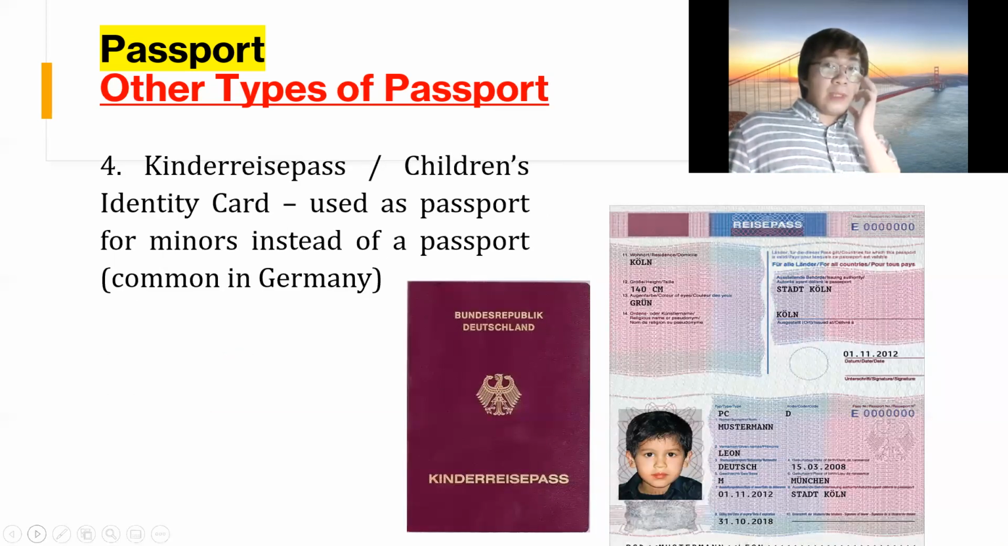Next, this one is uncommon for most countries. Nakakita ko nito parang tagal-tagal na, bibihira, isang beses ko lang siya nakita. It's what we call the children identity card. It is used for minors in Germany. Kasi yung logic dito, di ba? Yung face ng bata, ang bilis magbago.